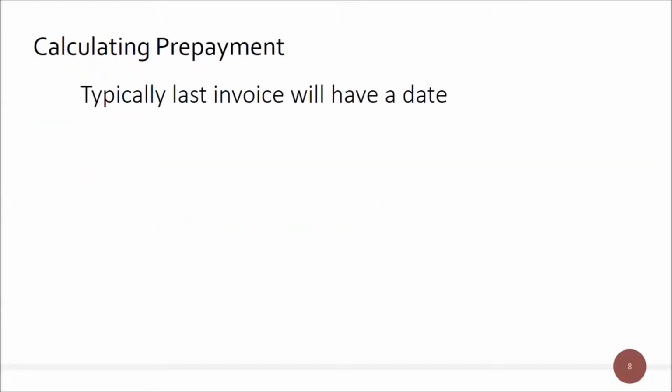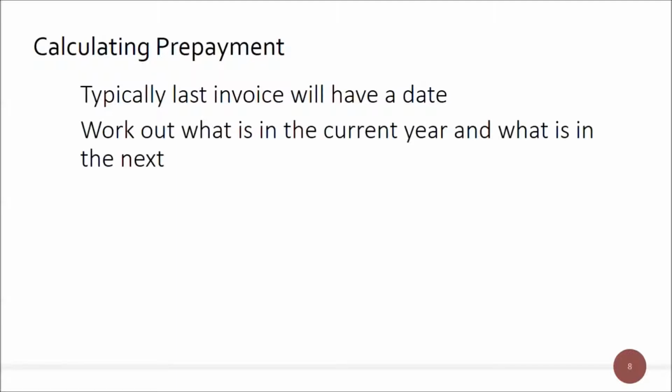So how do we calculate this prepayment? Well, typically you're going to be given something in the exam which will say that the invoice has a date. So they'll give you the last invoice and it's going to have a date. Now what I would say here is very much don't try and work it out and be clever. Just simply write the number of months out.